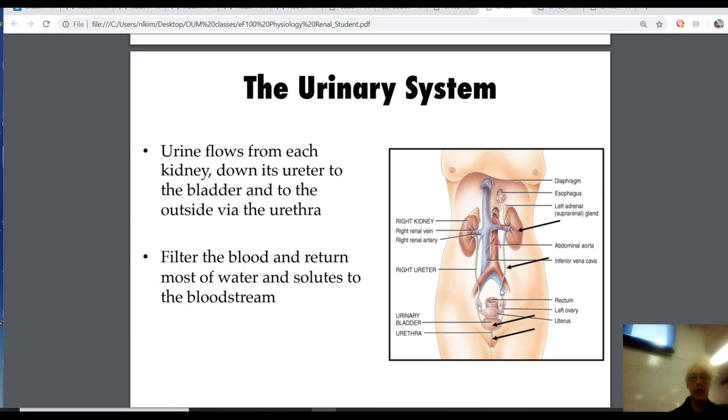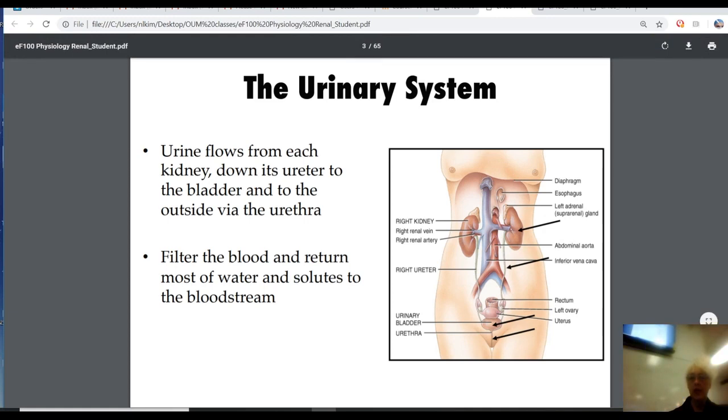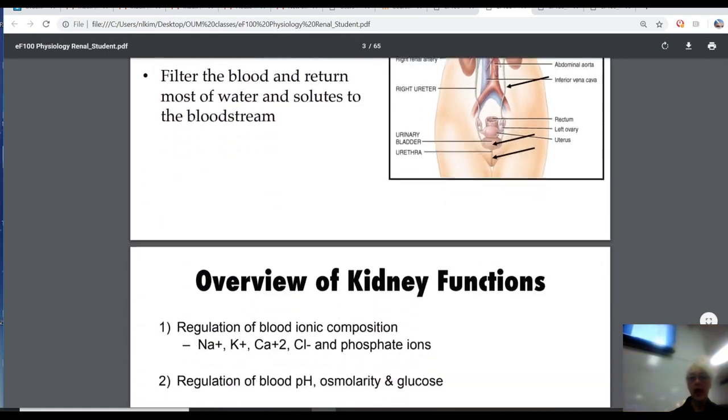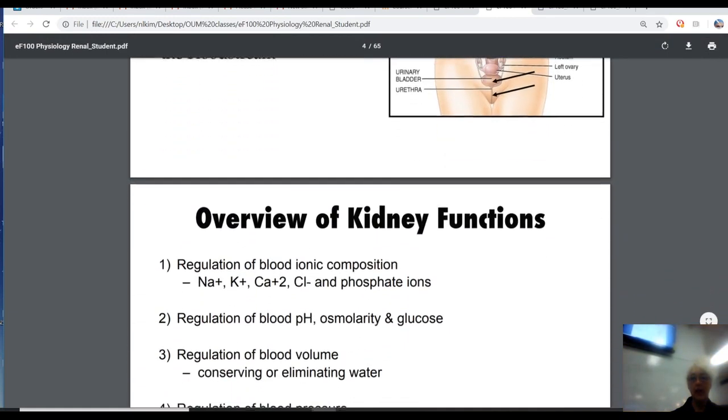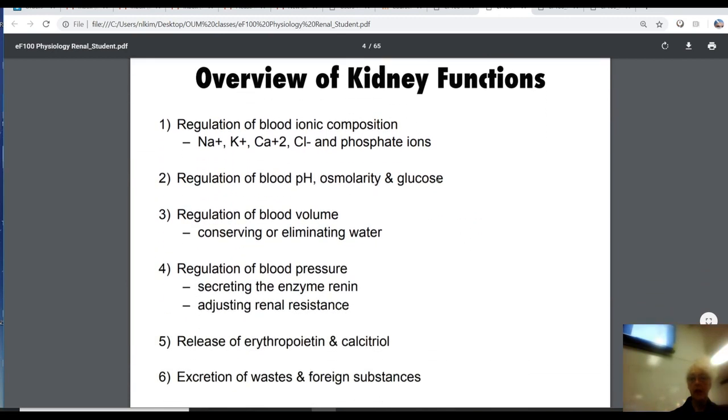And if you can see here, you've got your renal arteries, your renal veins. You have your ureters that attach to the kidney, and the ureters run into the bladder, which drains our urine into the bladder, and then we urinate.